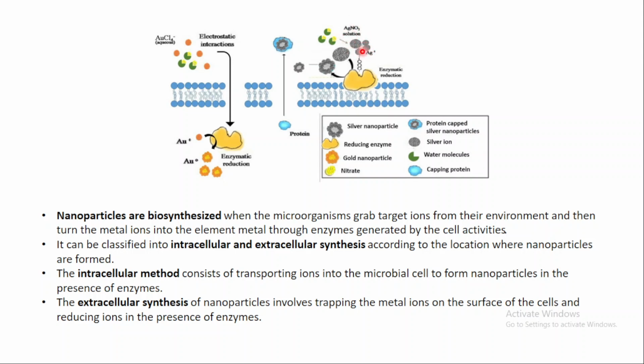Ag plus ions will then be anchored to the protein reducing enzyme, which will then convert this into the silver nanoparticle. And then this silver nanoparticle will be capped by a protein, protein-capped silver nanoparticles, and the capping agent will then prevent it from aggregation. So this is a method of extracellular biological nanoparticle synthesis. This is a method of intracellular biological nanoparticle synthesis.